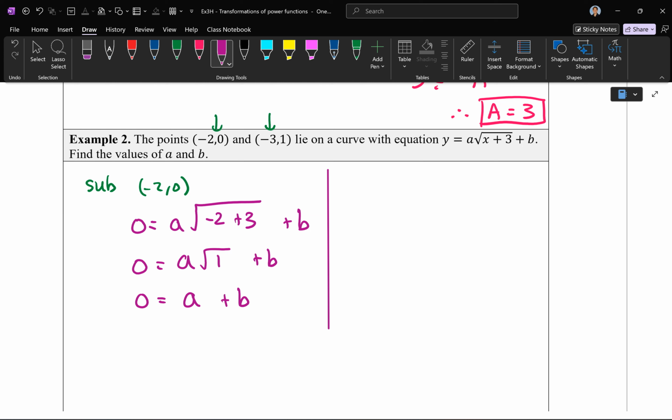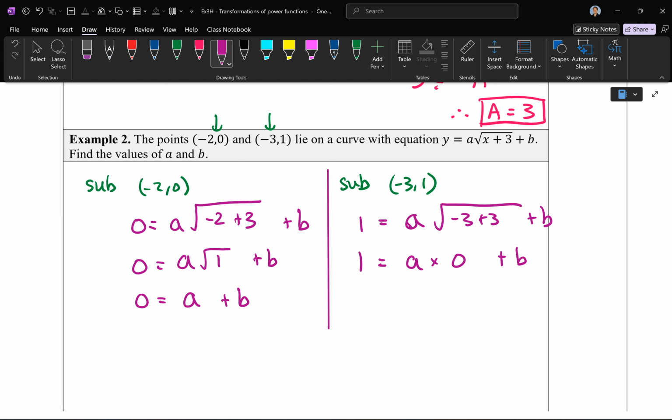Versus, if I subbed (-3, 1) in, then I'm going to get 1 is equal to A square root of -3 plus 3, plus B. A times 0 plus B. Oh, this works out to be easier, actually. I was hoping there was a simultaneous equation. It wasn't as hard as I thought, I guess. So A times 0 is 0, and 0 plus B, well, that just tells us B must be 1.